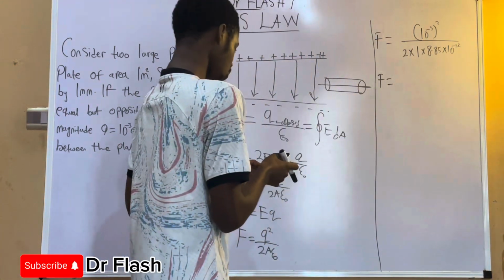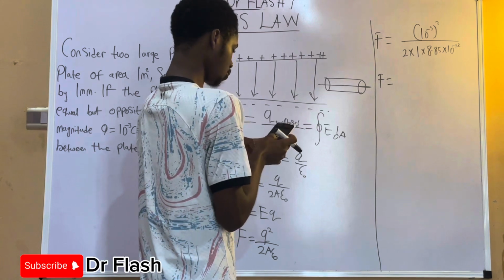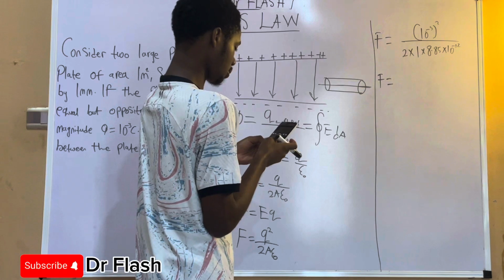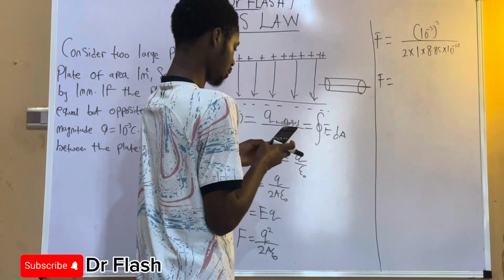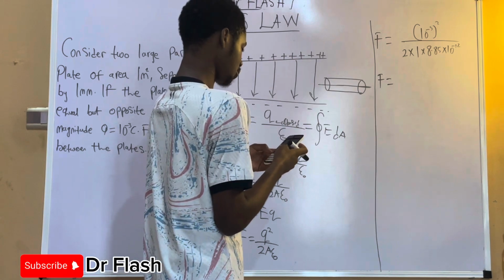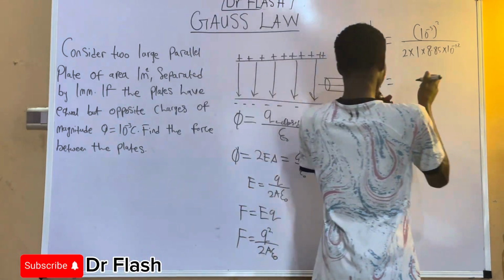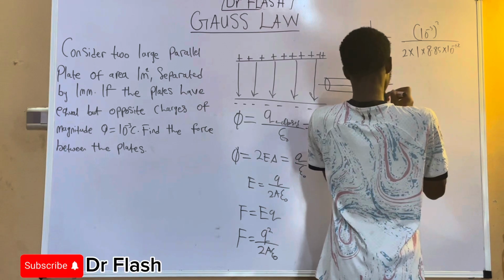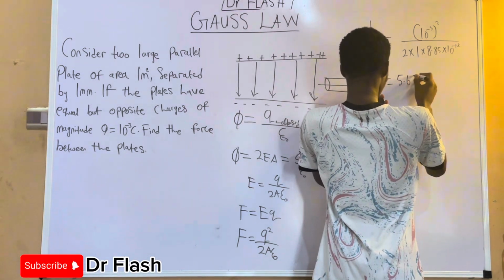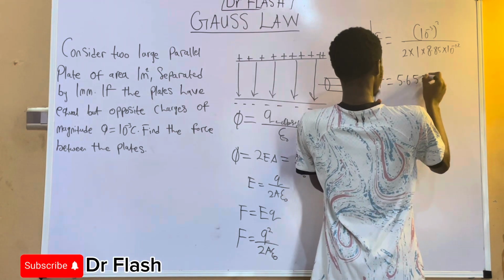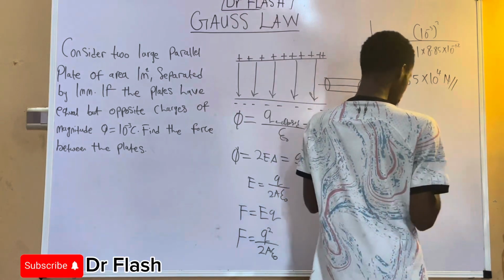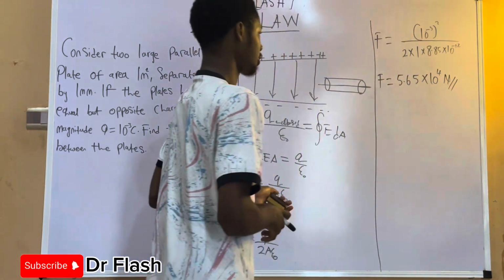Now we'll punch this on our calculator. When we do that on our calculator, we're going to get 10 to the power of minus 6 divided by 2 times 8.85 times 10 to the power of minus 12. So you're going to get a value of 5.65 times 10 to the power of 4 newtons. So this is the value of our force for this particular problem.